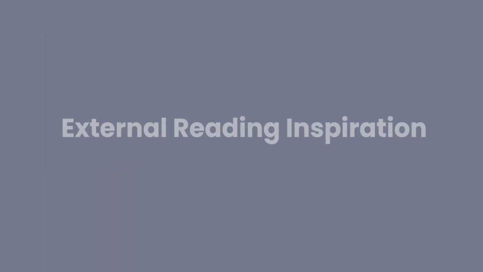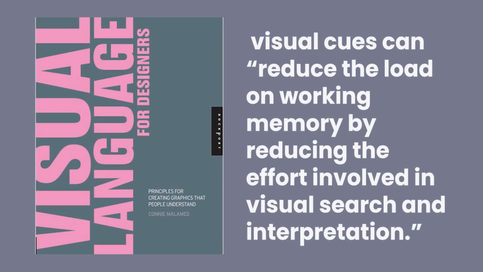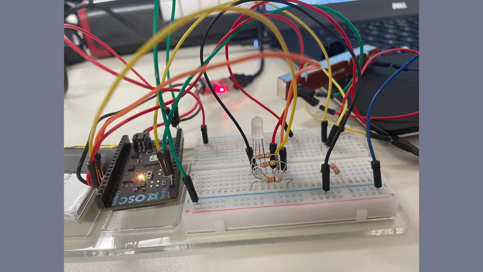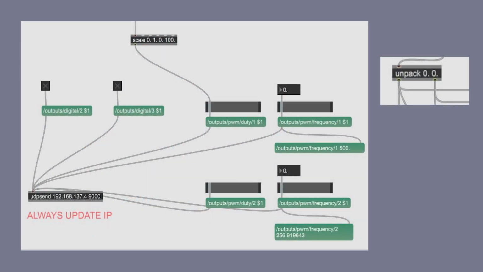After some external reading about mapping with visual cues, I learned that I wanted to use transparent mapping. As Connie Malamed puts in her book, visual cues can reduce the load on working memory by reducing effort involved in visual search and interpretation. Using information from CaPC's Week 6 workshop, I connected an RGB to my x-OSC, and then patched it to my slider. This feature is what I believe improves the original design of the Otamatone.